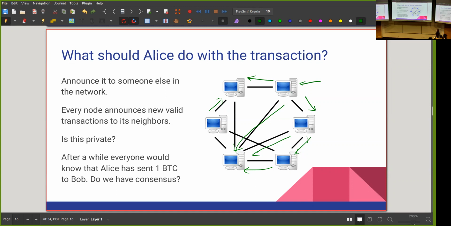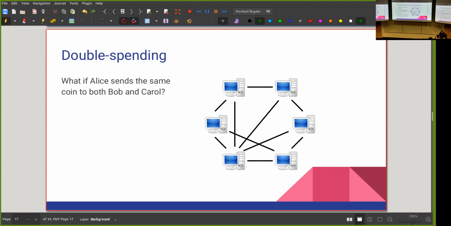Also, Alice cannot spend any money that she doesn't have because that's already checked. We already have a check for that. And no one else can spend Alice's money because we're checking her signature. So all of these things are good. And of course, we just said that after a while, everyone would know that Alice has sent 1 Bitcoin to Bob. So is this enough for us to have consensus? Does this mean that everyone on the network now agrees about everything and we're fine and we can go home? Well, not really. And here's the problem.